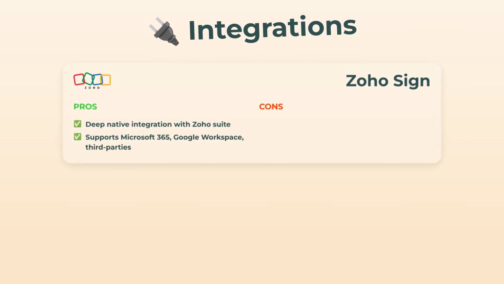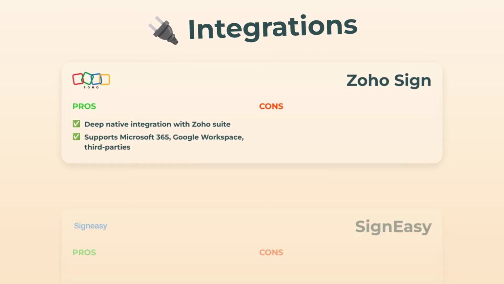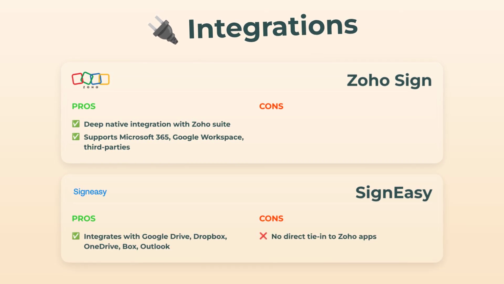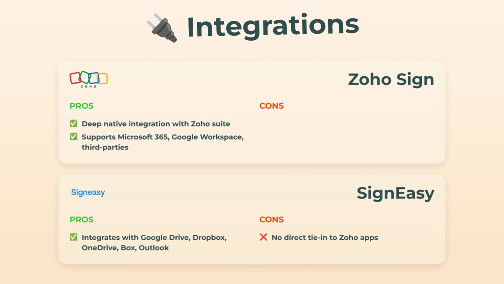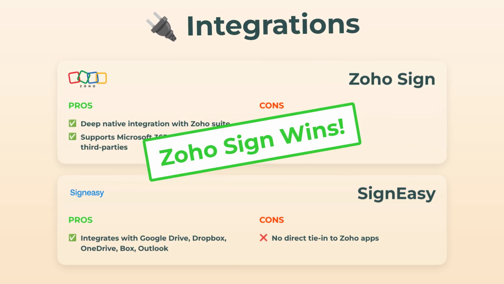Plus, it works with Microsoft 365, Google Workspace, and a bunch of third-party stuff. Meanwhile, SignEasy's got solid basics: Google Drive, Dropbox, OneDrive, Box, and Outlook. But here's the thing: no direct tie-in to Zoho apps. If you want that deep connection and everything talking to each other, Zoho Sign's the winner.